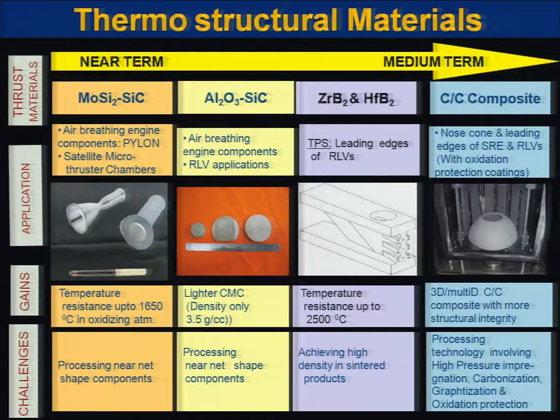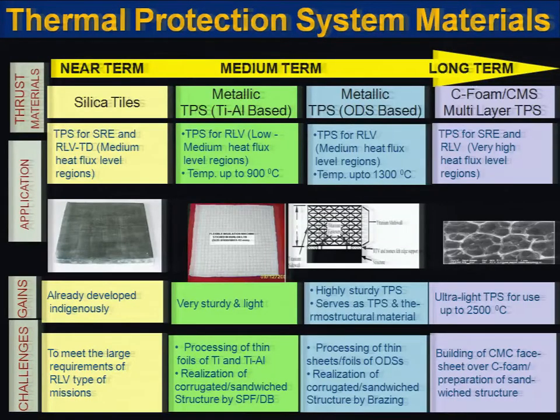Then similarly, in terms of aluminum oxide, then zirconium and carbon-carbon composites, a host of materials both for near-term and medium-term developmental activities are being planned for thermostructural materials. Then similarly, thermal protection systems, both in terms of silica tiles, metallic material and metallic tips, in the carbon foam and foam-based material in thermal insulation. And there are many challenges in realizing this.